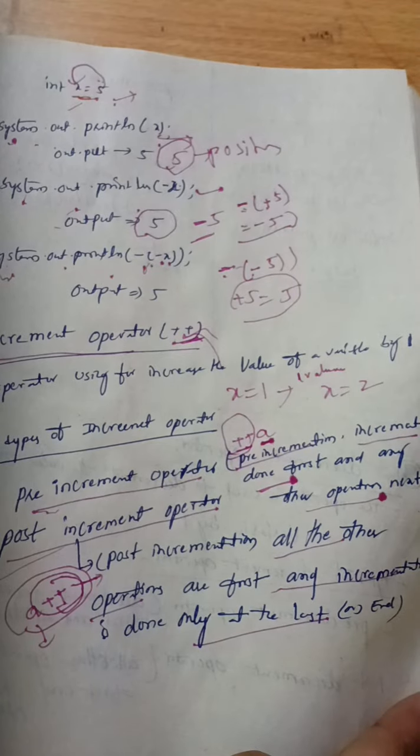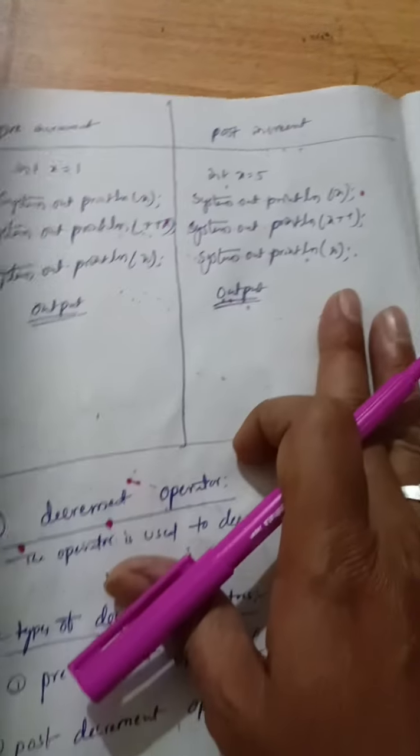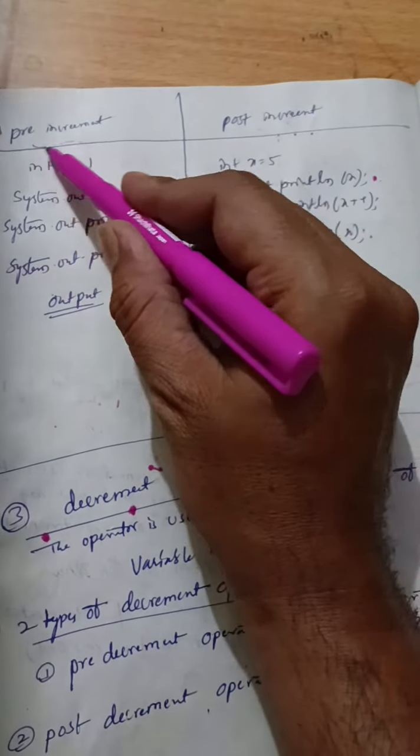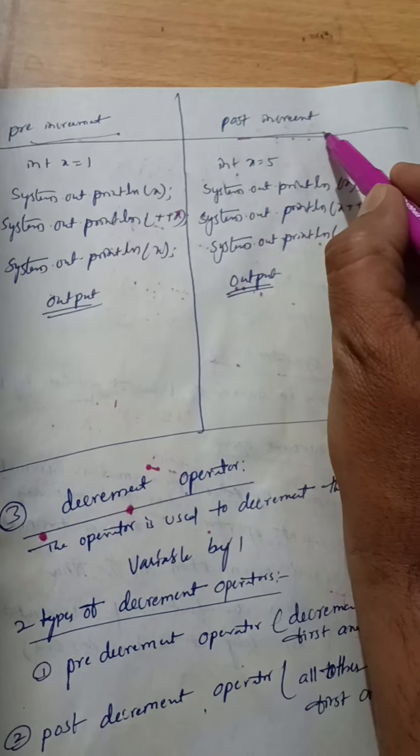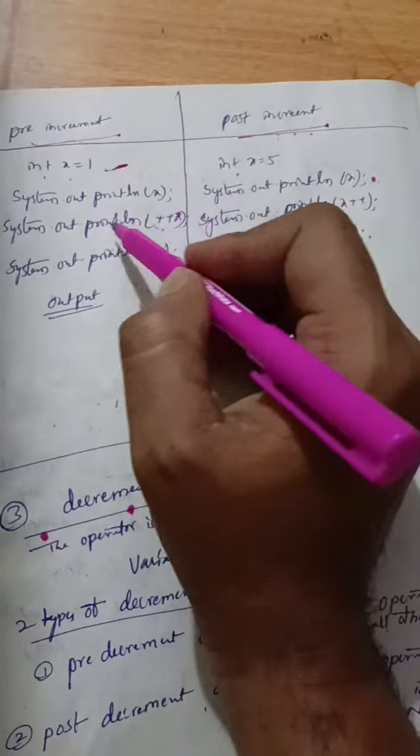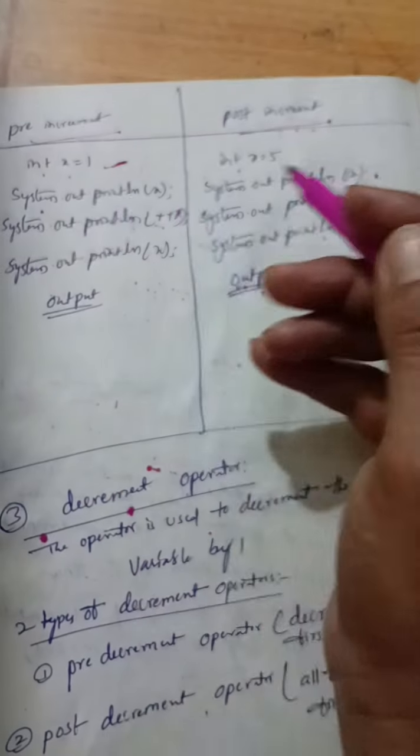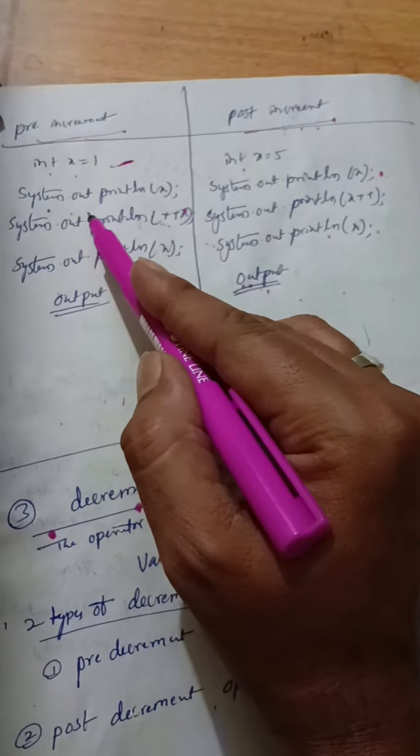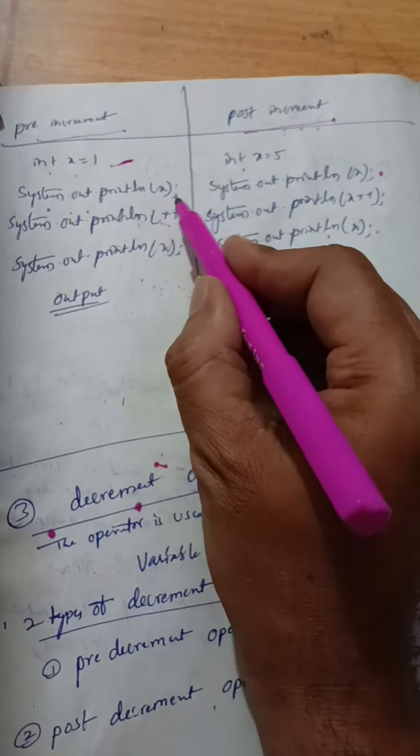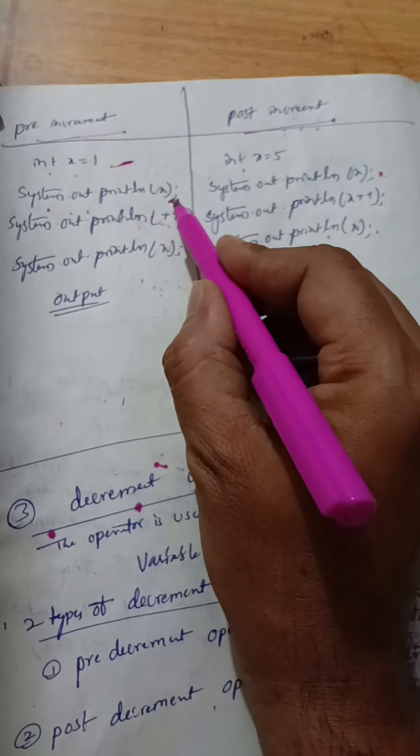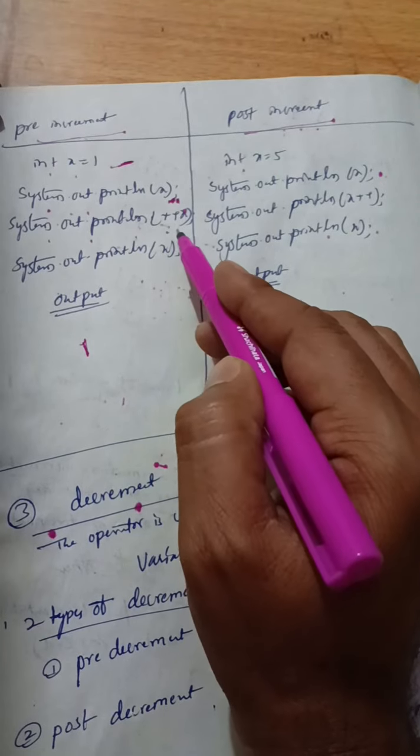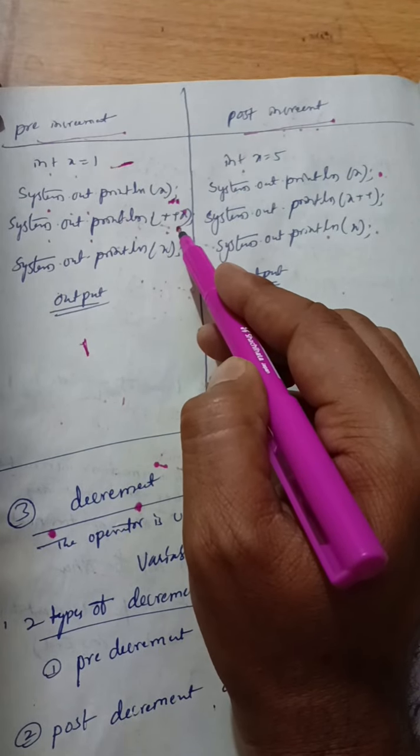Now I will give an example of pre-increment and post-increment. This is the pre-increment example, and this is the post-increment example. First, x equal to 1. Now System.out.println(x) - what is the output of this statement? 1. Now System.out.println(++x), what is the output here?